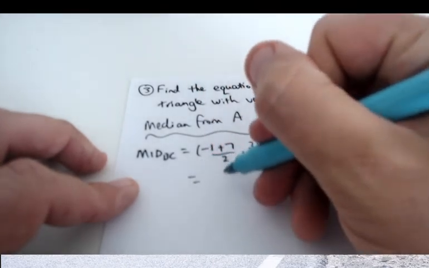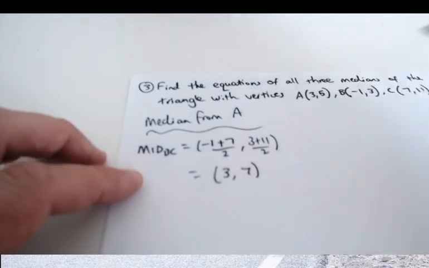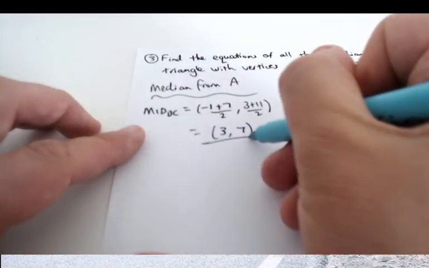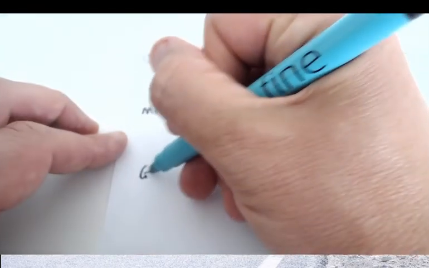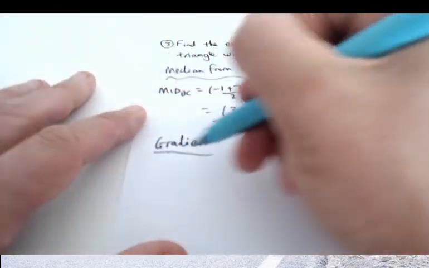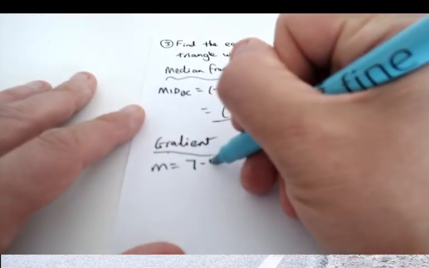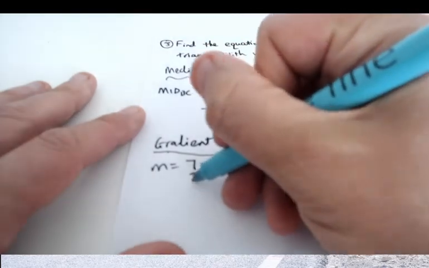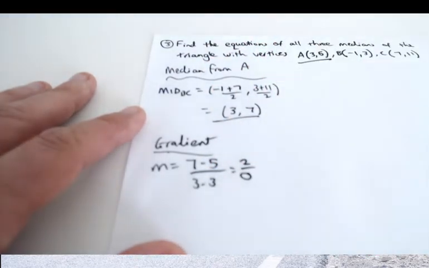That's going to give me 6 over 2, which is 3. That's going to give me 14 over 2, which is 7. So I've got the midpoint. I'm using that and I'm using point A, and I'm going to get my gradient. So that's going to be 7 take away 5, 3 take away 3, which will give me 2 over 0.